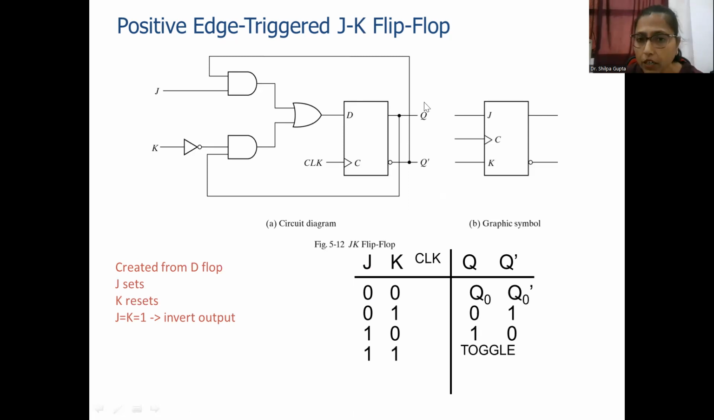If we are providing Q here, it will be directly linked to this output, and Q will be provided. And here we have already mentioned that if J and K both are 0, 0, no change would be there. So no change is there. Now let us take another case.